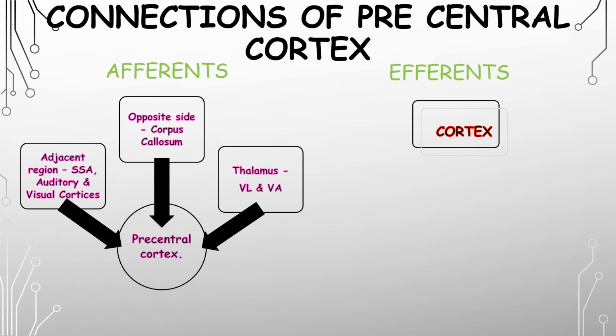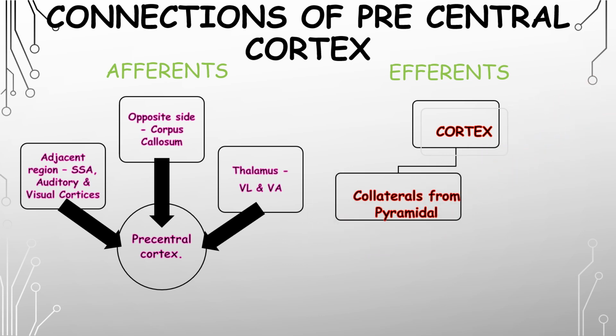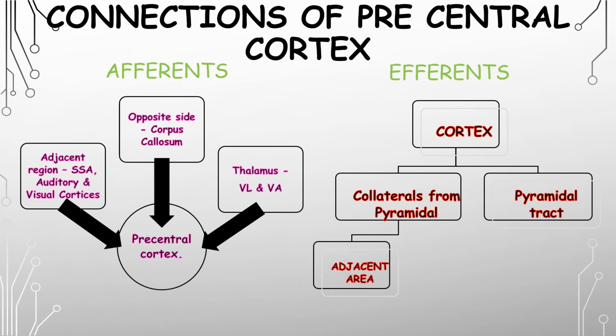Efferents from the precentral cortex: collaterals and the pyramidal tract. The axons of the Betz cells send collaterals to the adjacent areas of the cortex. These collaterals inhibit the adjacent areas. So it is lateral inhibition to sharpen the information.